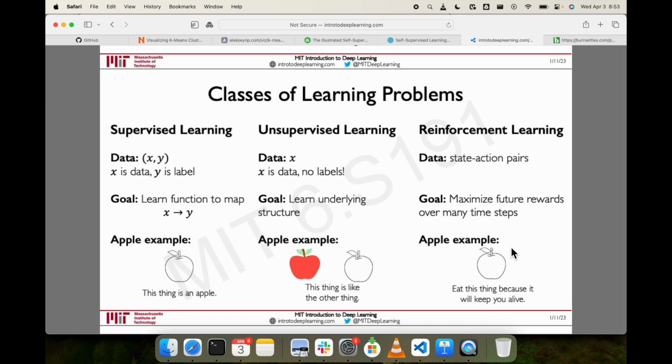What is the reaction? What is the specific action that you take? You either eat the fruit or you don't eat the fruit. Right? You maybe maneuver around and you choose some different path where you choose not to eat the fruit. So therefore, in reinforcement learning, you are given these state action pairs. Is everyone clear on the distinctions between these three different classes of learning algorithms?